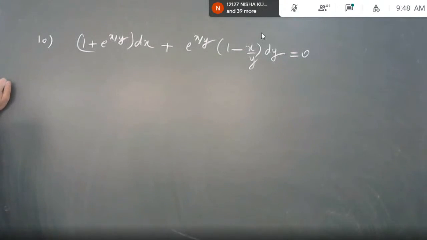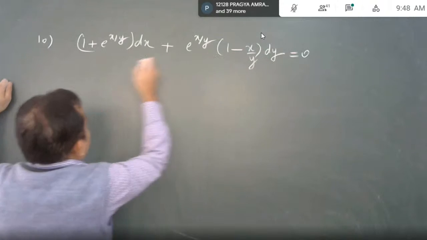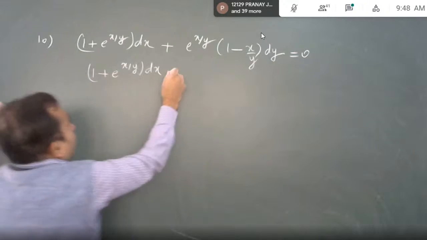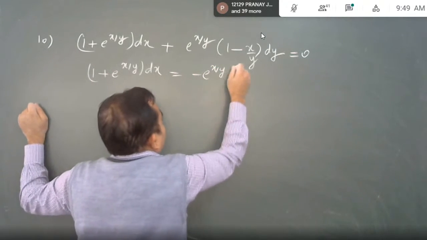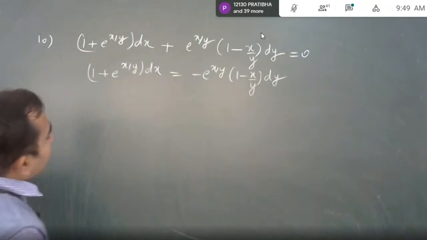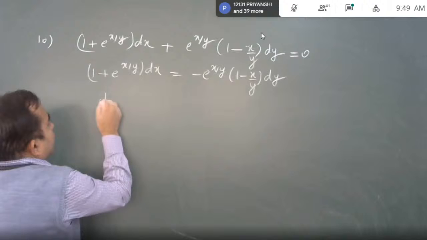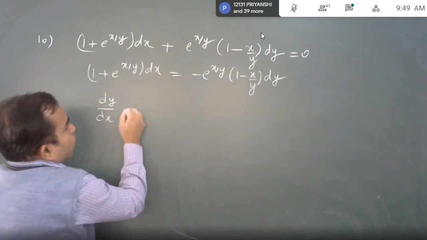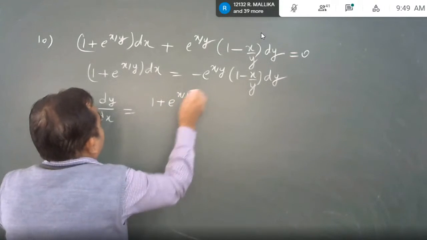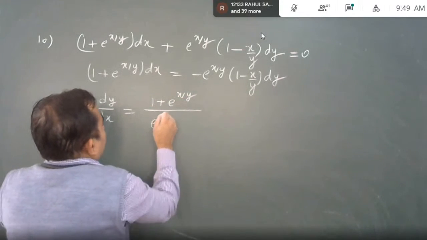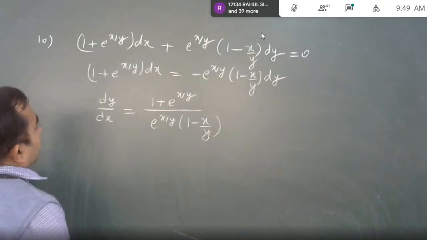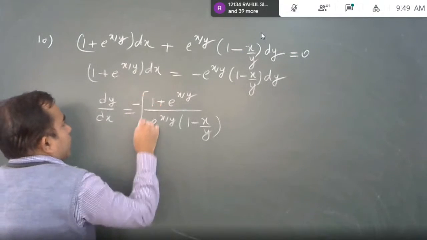dy upon dx, first of all, I have to find out. So one term I am shifting on the right hand side. 1 plus e to power x upon y dx equal to minus e to power x upon y into 1 minus x upon y dy. Now let us find dy upon dx value. So dy upon dx equal to 1 plus e to power x upon y whole upon e to power x upon y into 1 minus x upon y. Okay, this minus also is there.